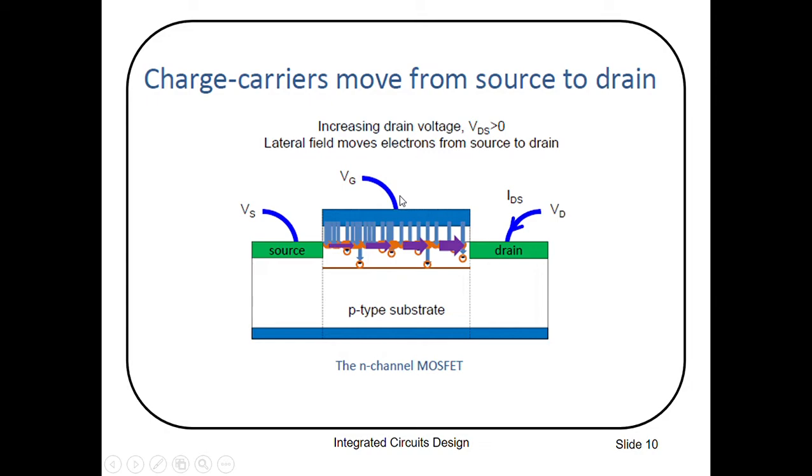You already applied Vg. Your Vg should be greater than Vt, and for current flow you also have to apply this Vd, the drain voltage. When you apply Vd greater than 0, the lateral field moves electrons from source to drain. So here you can see this is how the current will flow from source to drain.